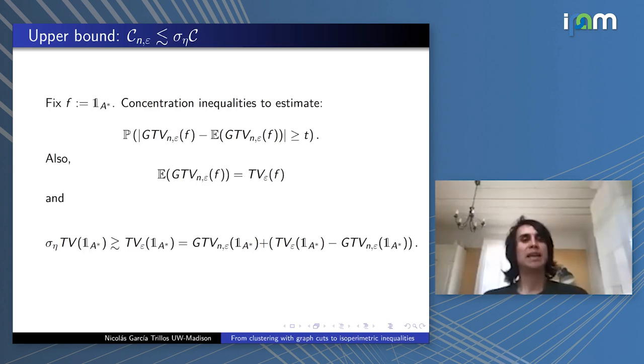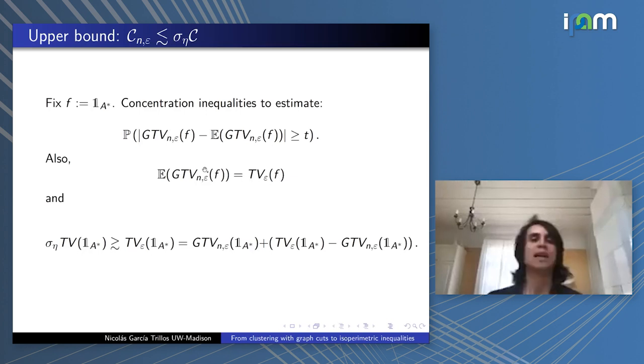By easy, what I mean is that we don't really need any exotic tool. We just need a basic concentration inequality. And so the idea is to say, well, if we wanted to obtain this upper bound, what we can do is the following. Let's just fix a solution to the Cheeger problem at the continuum level. So this is this A star that I have here. And then for that specific function, we use a concentration inequality that will allow us to relate the graph total variation with this non-local TV that I showed a couple of slides ago.